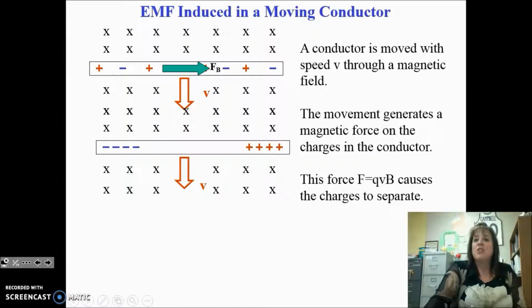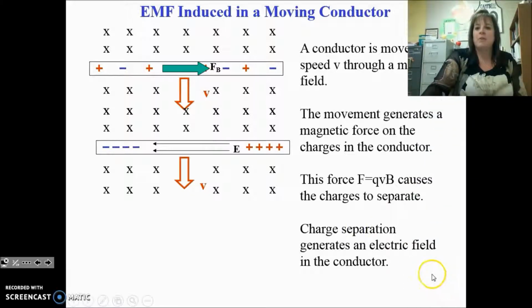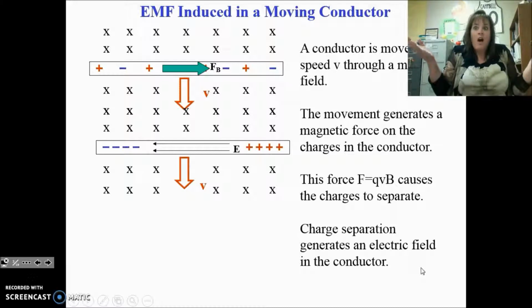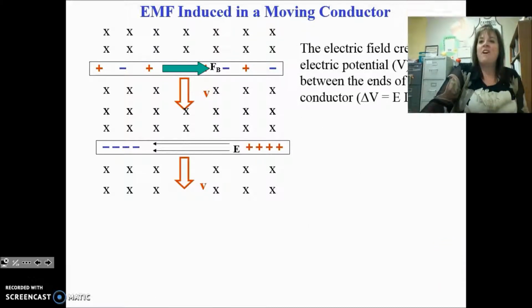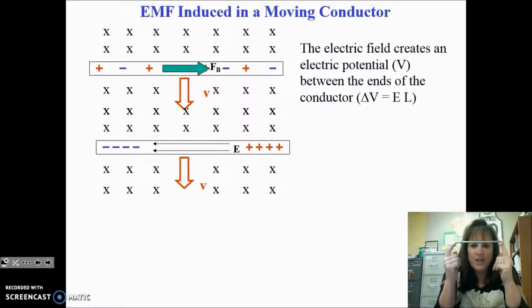Well, once I have the charges separated, what happens? Well, I get an electric field. The separation of charge creates an electric field. Separated charge, electric field, voltage. So now I have generated the potential for energy. I have generated voltage. All I got to do is connect the ends of my bar now to a wire, and those electrons are going to start running, and I'm going to have current.